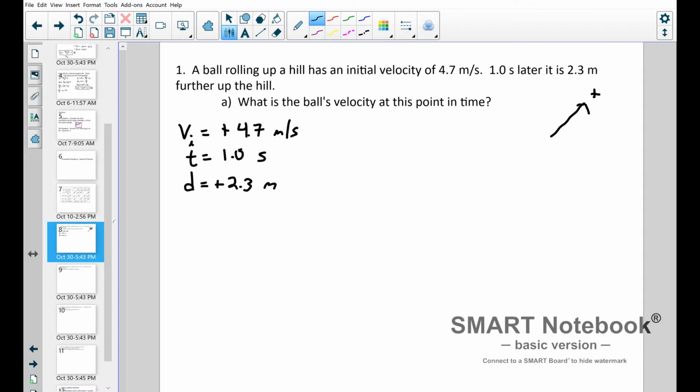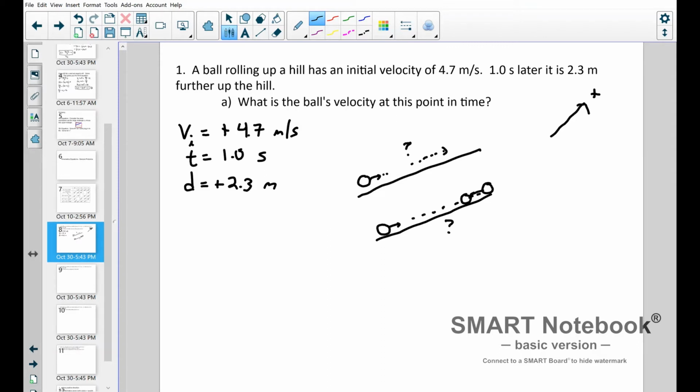There's a couple of situations that could be happening here. One is that the ball is rolling uphill and is still rolling uphill. There's one option. The second option is that the ball could be rolling uphill, have reached some maximum, and then started on its way back down again. And we don't know which is going to be the case here.